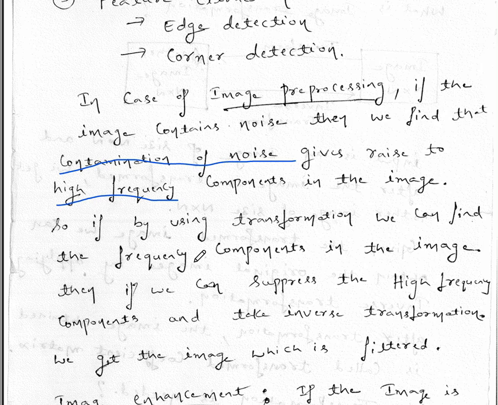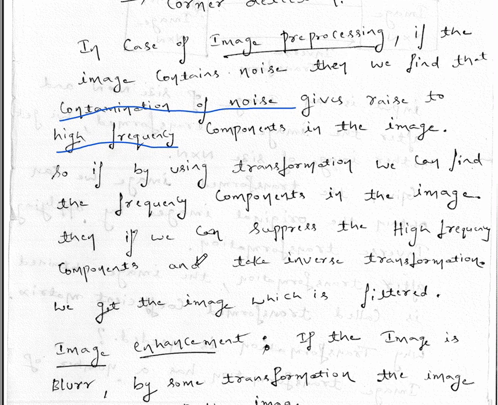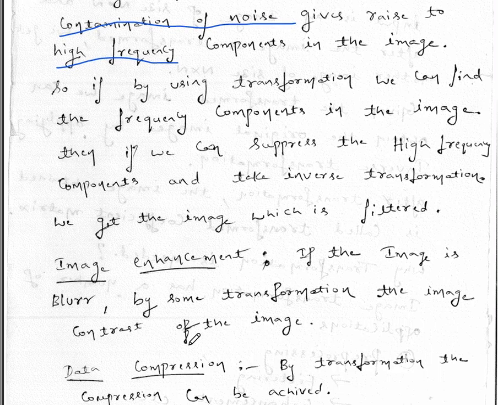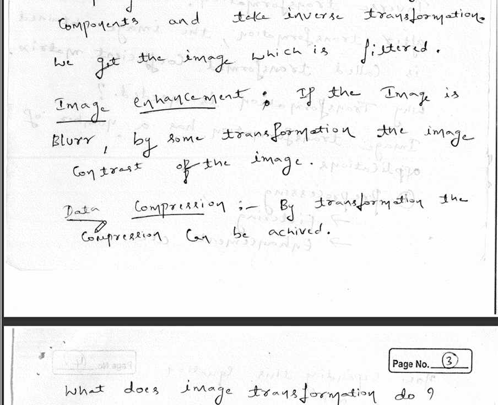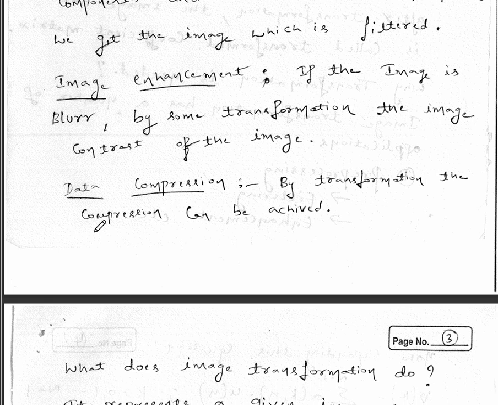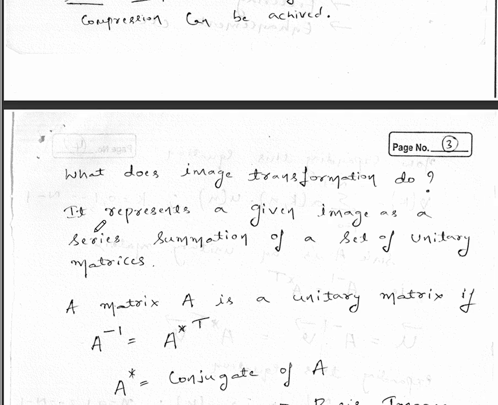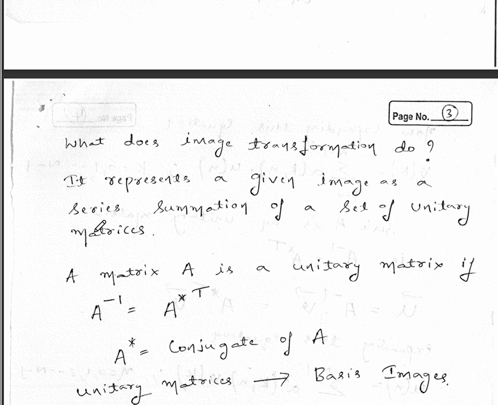So if by using transformation we can find the frequency components in the image, then we can also suppress the high frequency components and take the inverse transform to get the filtered image. In image enhancement, if the image is blurred or the quality of the image is not good, we can apply transformation to improve the quality of the image. Next is data compression. By transformation, compression can be achieved, in which we are reducing the size of the image.